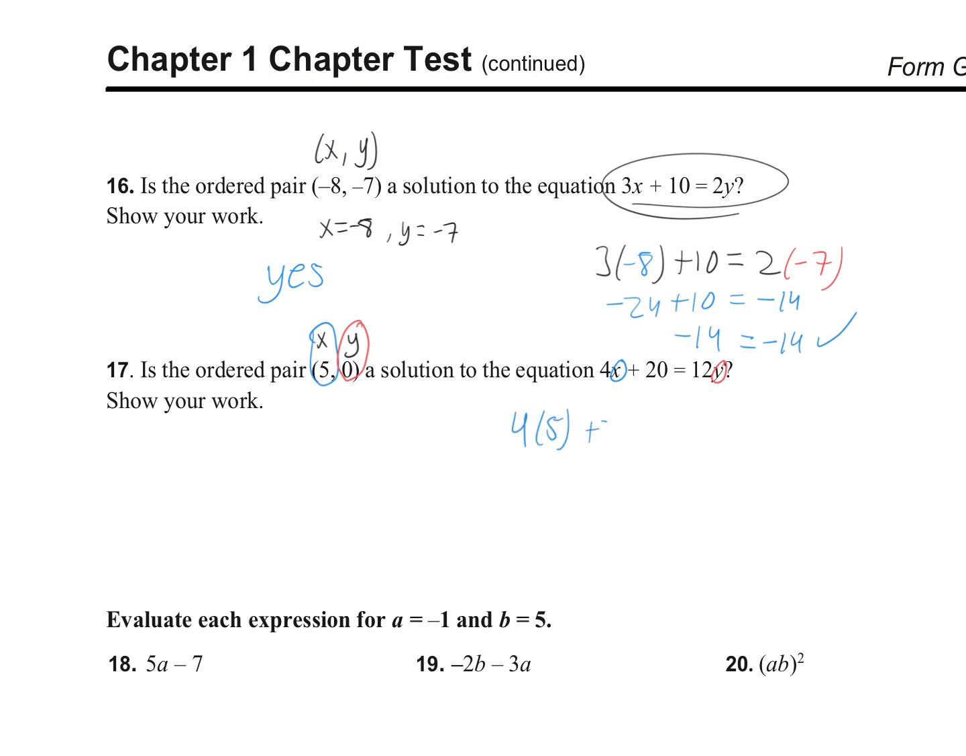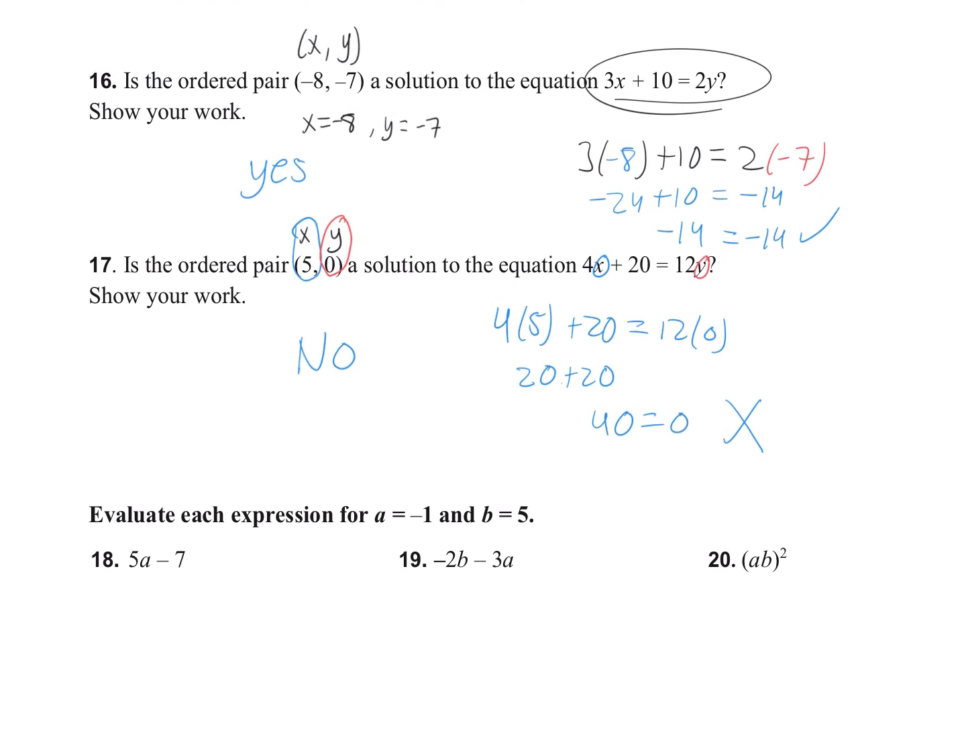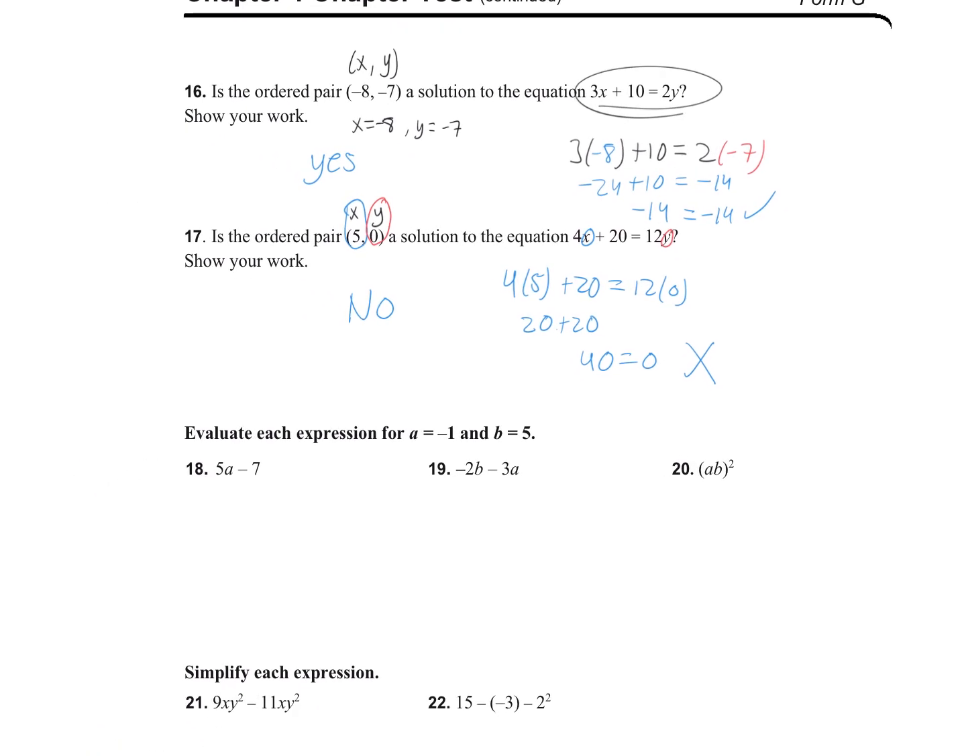All right, so then what does this give you? 4 times 5 plus 20 equals 12 times 0. 4 times 5 is 20, plus 20 is 40, and then 12 times 0 is 0. And this is an incorrect statement, so we're going to say no, this is not a solution. All right.